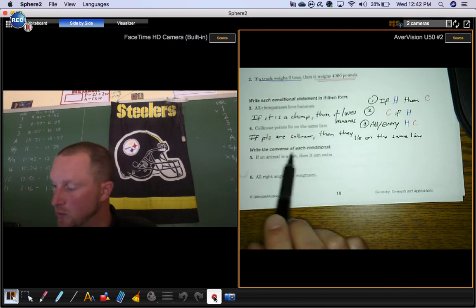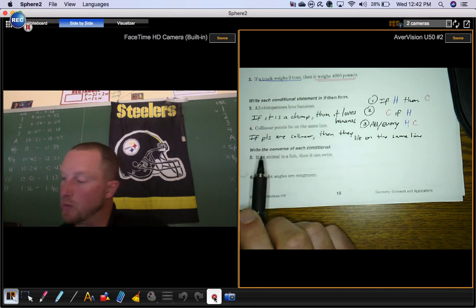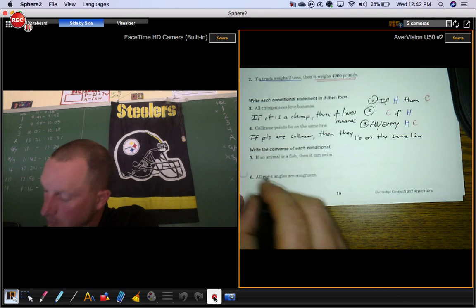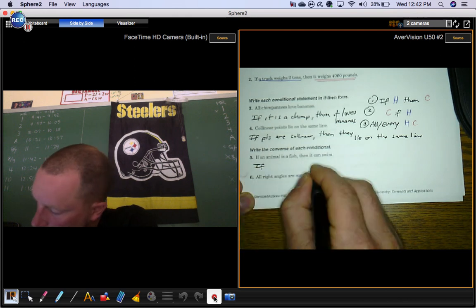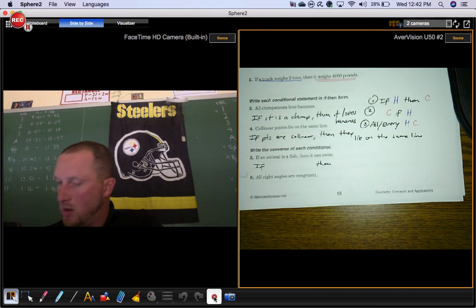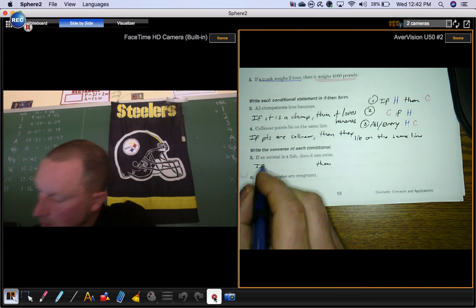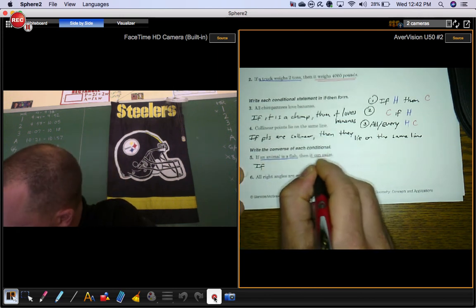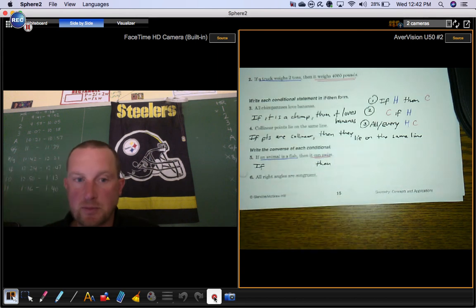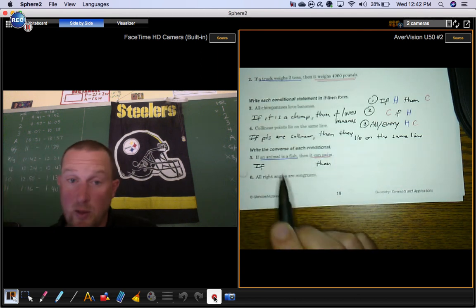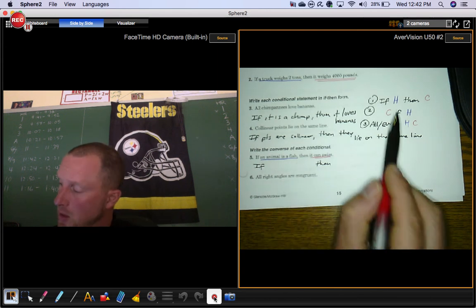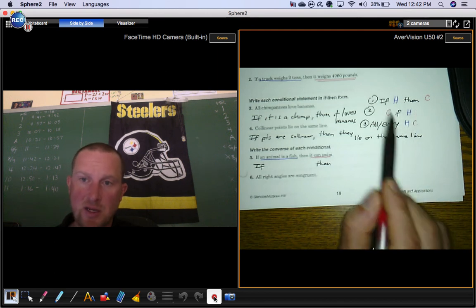5 and 6, they want you to write a converse. Okay, so quick review. If you don't remember what a converse is, you can look up top here. It's a study guide. When you're writing a converse, the if and the then portion of the statement don't move. The things that move would be your blue words and your red words. And they don't always mean the same thing. The converse doesn't have to mean the same thing as the conditional. These forms up here all have the same meaning.